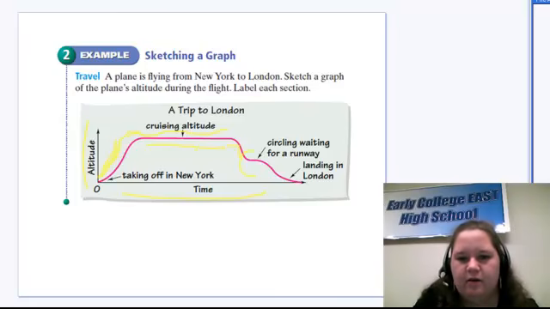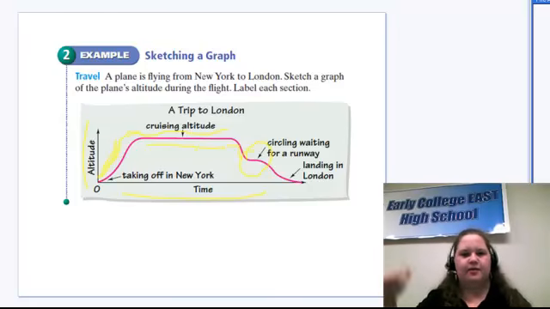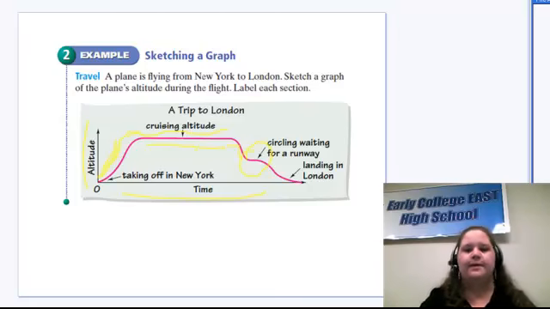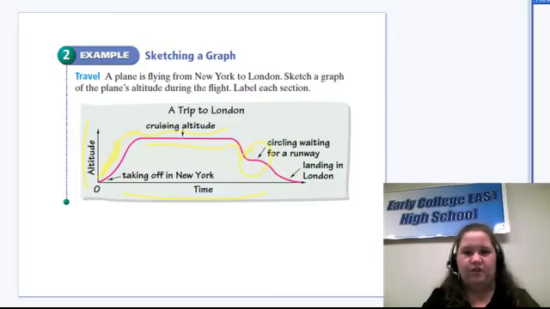Now right here, it's where it's circling, waiting for a runway, because sometimes you'll have more than one plane come in at the same time. So you have to circle around a couple of times waiting for somebody to take off so you can land. And you don't exactly have to put that part there, because not all planes have to do it each time. But then you have the actual descent, the landing in London. So that's how you sketch a graph and list things.